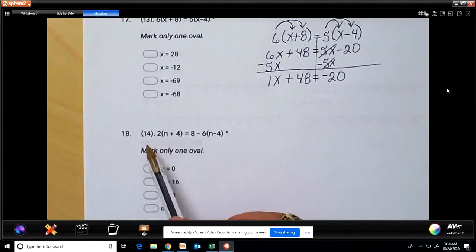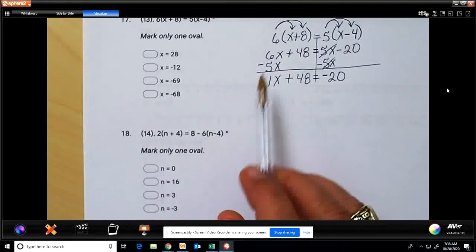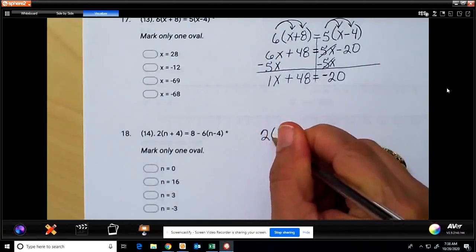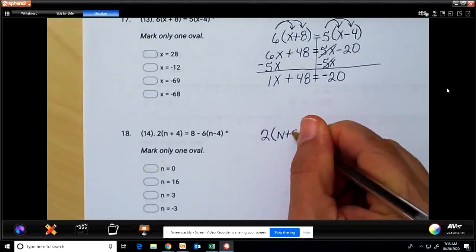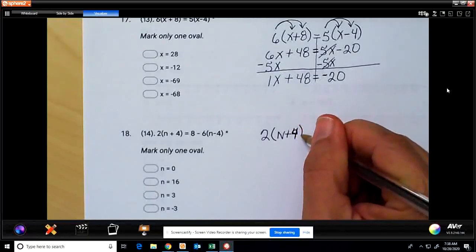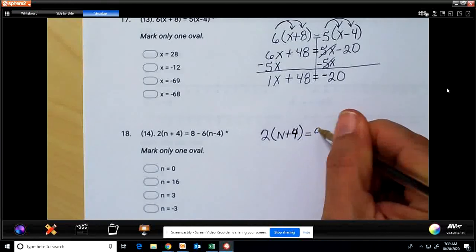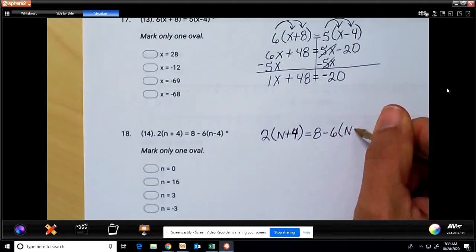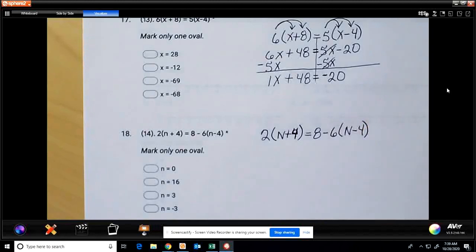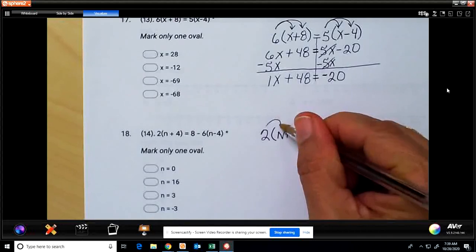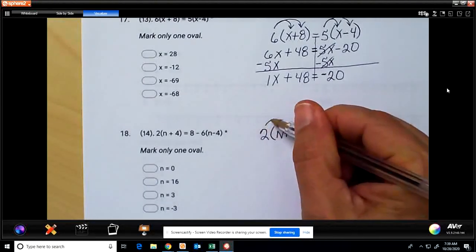Number 18, problem 14. This one, you need to do like you did up here. You need to distribute. So you're going to go 2 times n plus 8, plus 4, equals 8 minus 6 times n minus 4. So on this one, you need to do the distribution because you have a number outside of parentheses, so it's going to go 2 times n and 2 times 4.